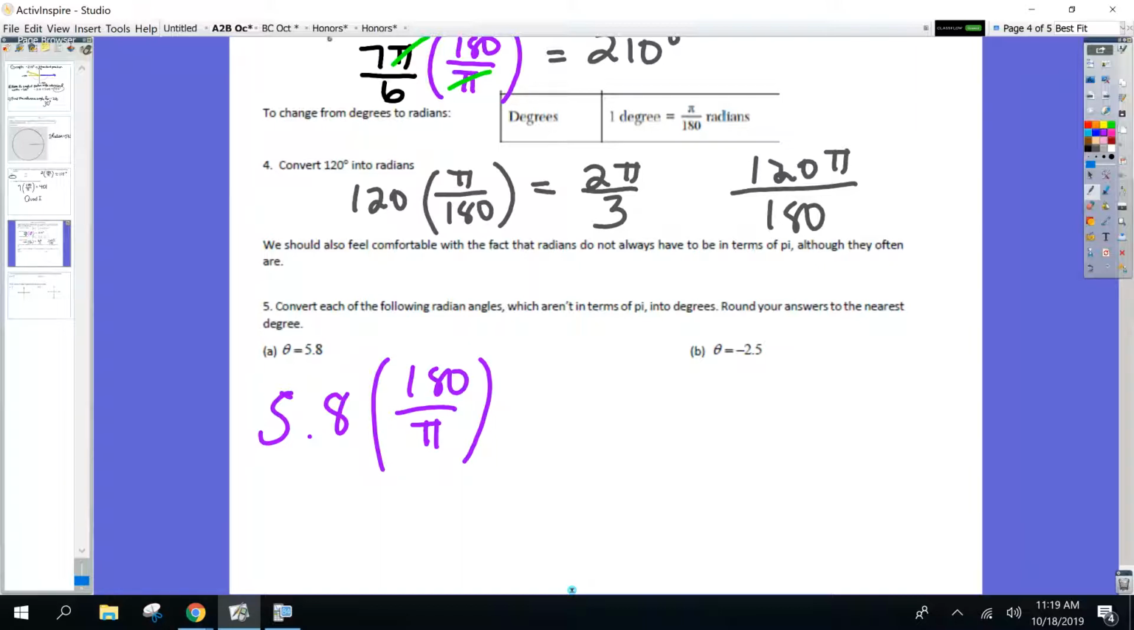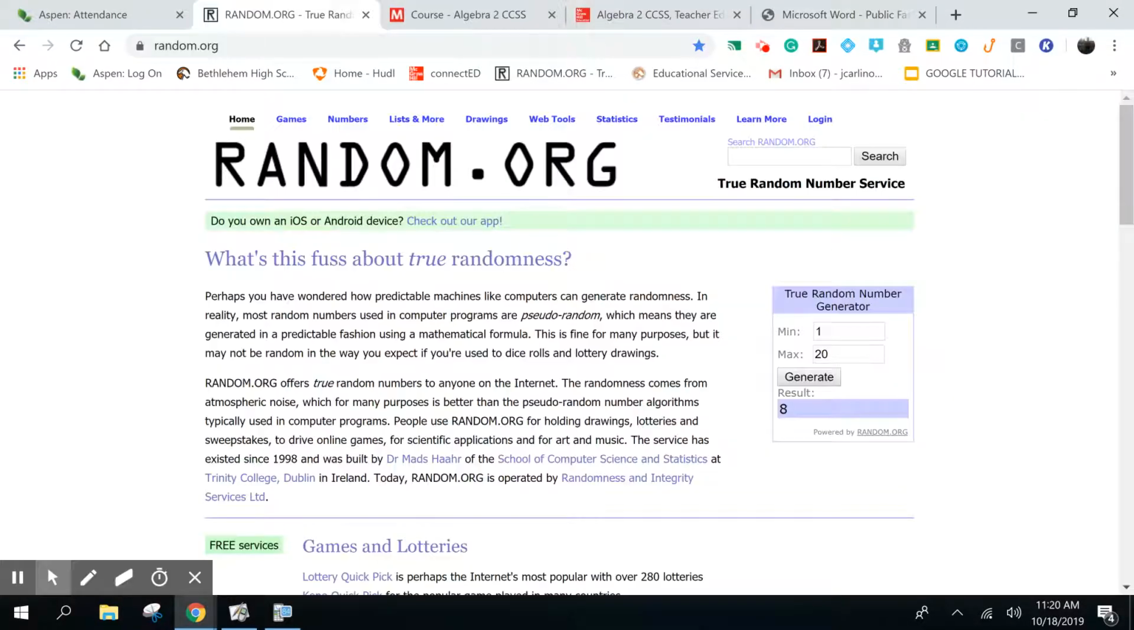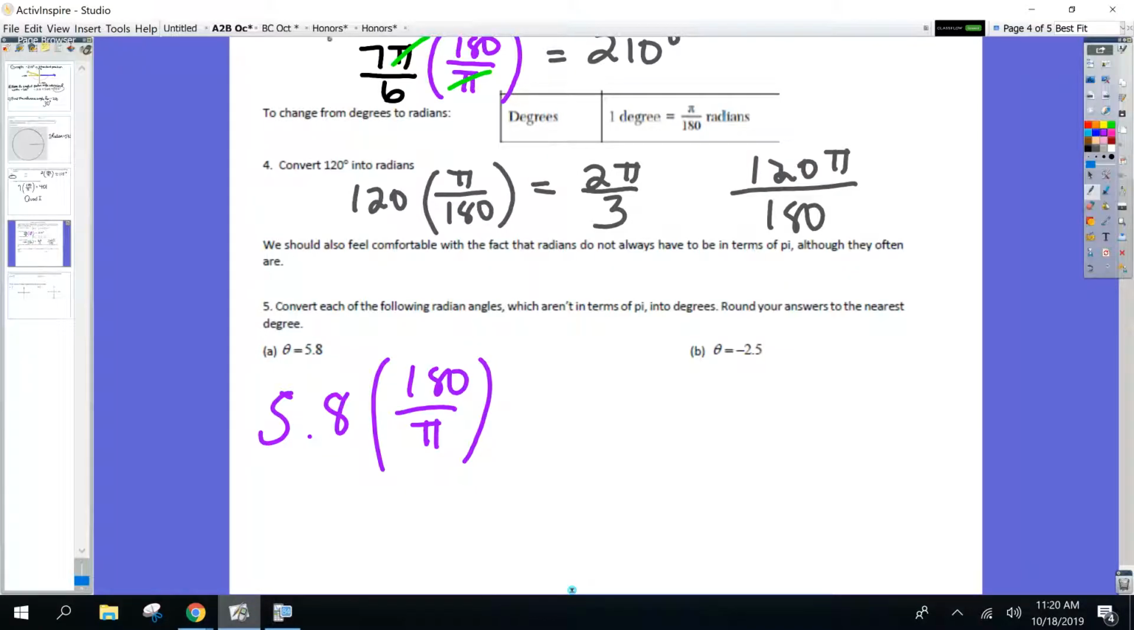Am I allowed to cross off the pi's here? No, there's only one of them. So plug the whole thing in your calculator now, because it says round your answer to the nearest degree. There's nothing to cross out. 5.8 times 180 over pi. Round to the nearest degree for me. When you're ready. What is it? I'm trusting you. I don't have my key in front of me. 332? Okay.